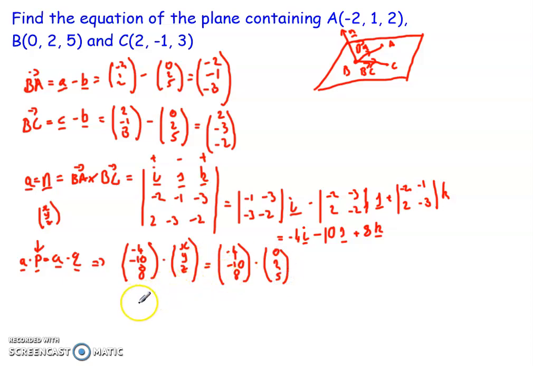So if I calculate both of those, what I'll end up getting is negative 4x minus 10y plus 8z equals, well, negative 4 times 0 is 0. I then get negative 20. I then get 5z, which are 40. So I get negative 20 plus 40, which is equal to 20. So there you go. That's the Cartesian equation of that plane containing those bits of information.